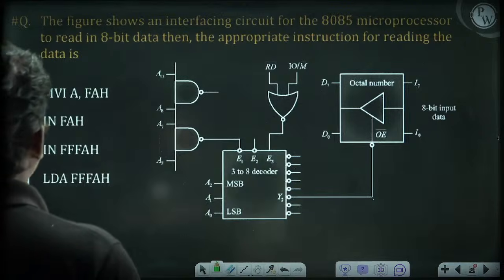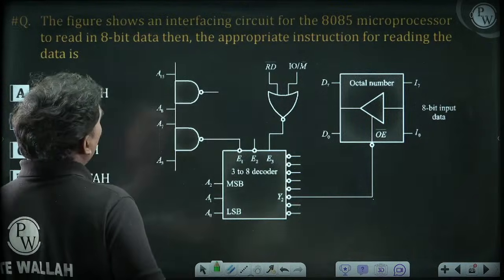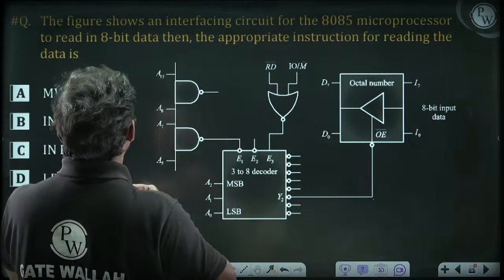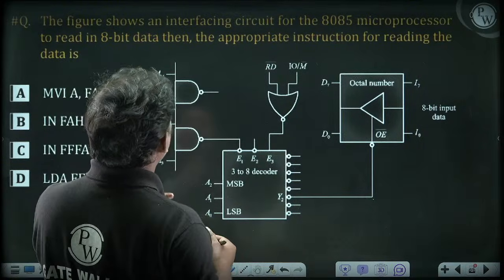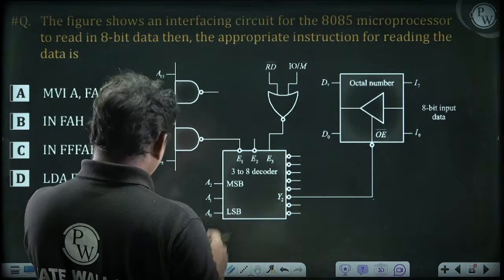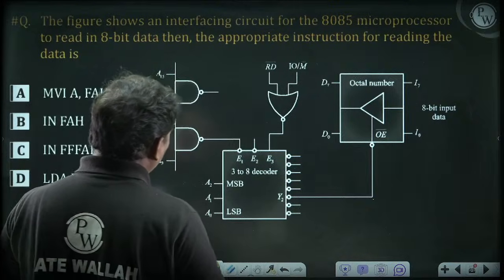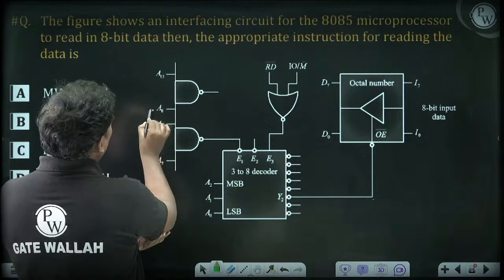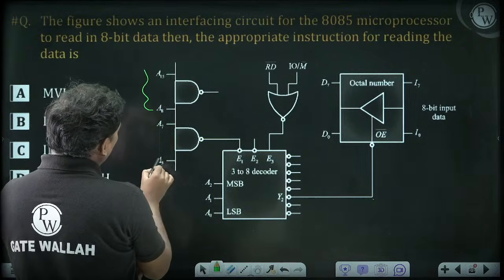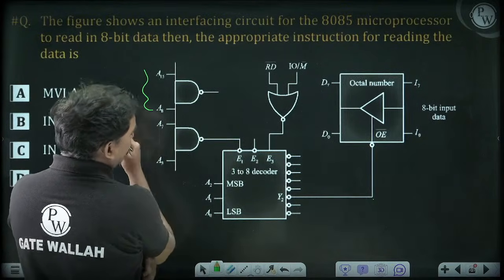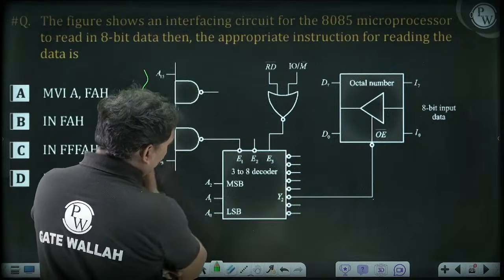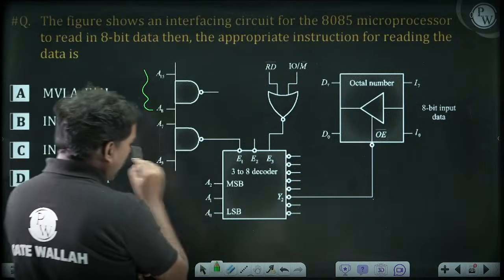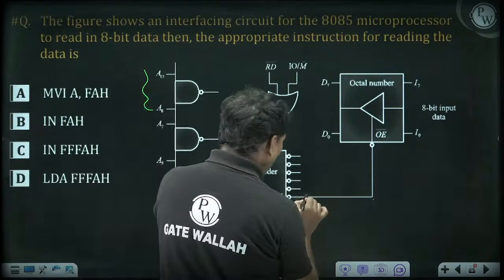Try to answer here. The figure shows an interfacing circuit for the 8085 microprocessor to read 8-bit data. Then the appropriate instruction for reading the data is dash. First of all, you have to see how many address lines are there. It's a very typical question. Here A8 to A15 you are not using. You are using only A0 to A7. A0, A1, A2 are here. So you have to choose Y2. So this has to be selected.